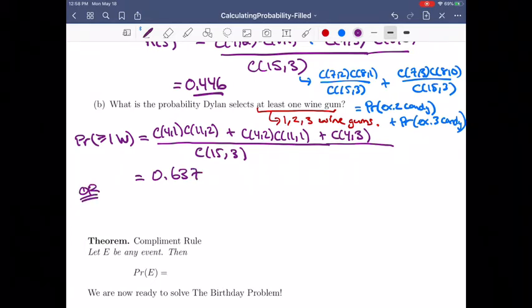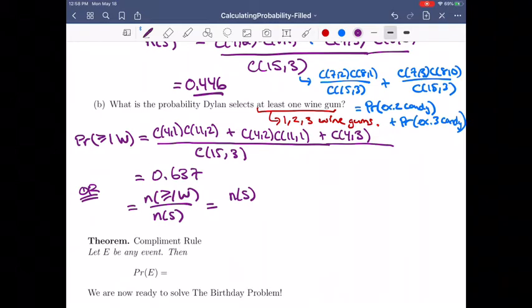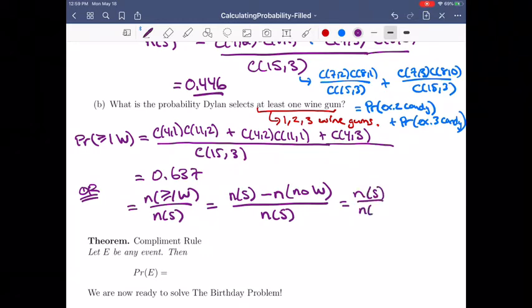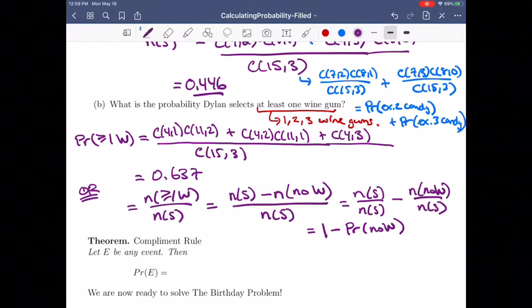Now, we could have computed this a different way. So instead of doing these cases, when we computed the number with at least 1 wine gum, we could have actually used the complement rule. So it would have been the number in the sample space, or the universe, minus the opposite number. So if he doesn't get at least 1 wine gum, it means that he got no wine gums. Now if I simplify this fraction, it's actually n of S over n of S minus n of the number of ways to get no wine gums over the sample space. And this would actually be 1 minus the probability of no wine gums. Okay, this is the idea behind the complement rule.